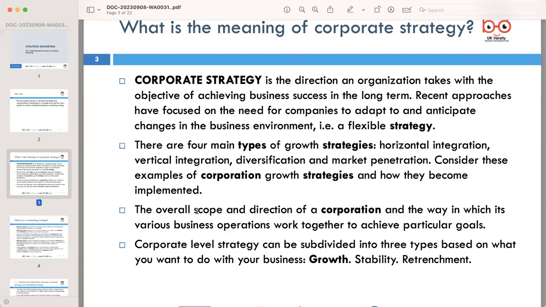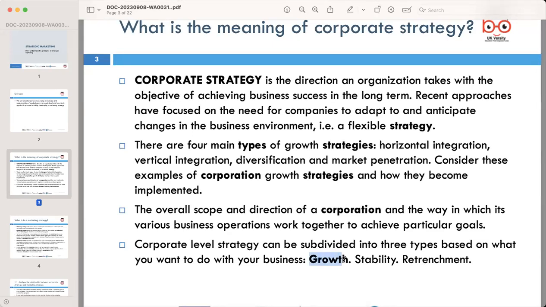Okay. So corporate strategy is the overall scope and direction of a corporation and the way in which its various business operations work together to achieve particular goals. Corporate-level strategy can be subdivided into three types based on what you want to do with your business: growth, stability, and retrenchment. Basically, corporate strategy defines the scope and direction of the organization. It sets the path for how different parts of the business work together to achieve specific objectives. Types of corporate-level strategy: corporate-level strategies can be categorized into three types: growth, stability, and retrenchment.